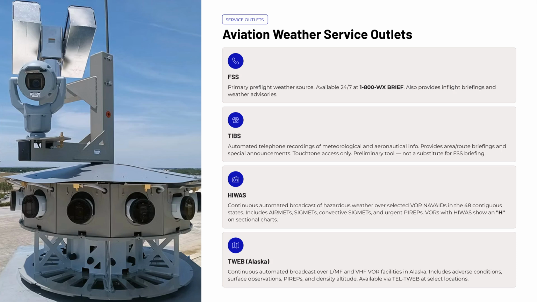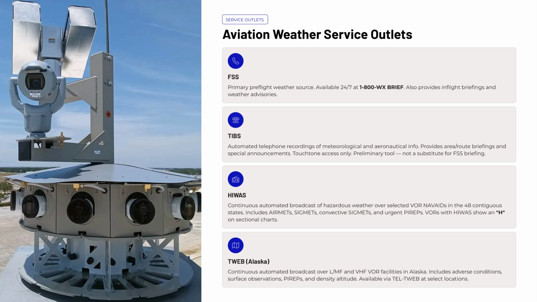When planning a flight, knowing where to get accurate and timely weather information is just as important as understanding the weather itself. There are several aviation weather service outlets available to pilots, each serving a specific purpose. The Flight Service Station, or FSS, is your primary pre-flight weather source. It's available around the clock by calling 1-800-WX-BRIEF. FSS specialists can provide standard, abbreviated, or outlook briefings, as well as in-flight updates and weather advisories while you're en route.